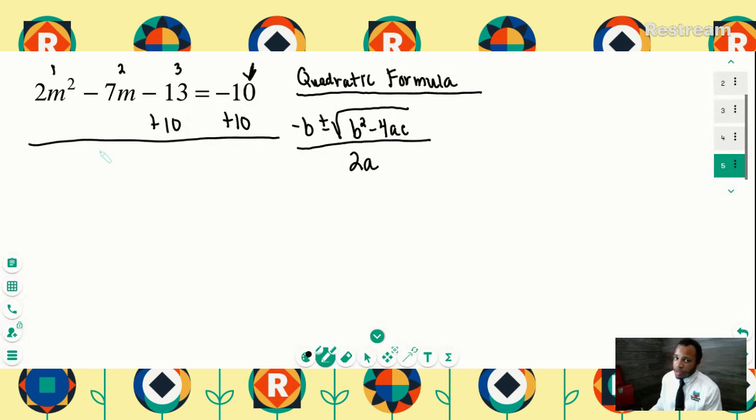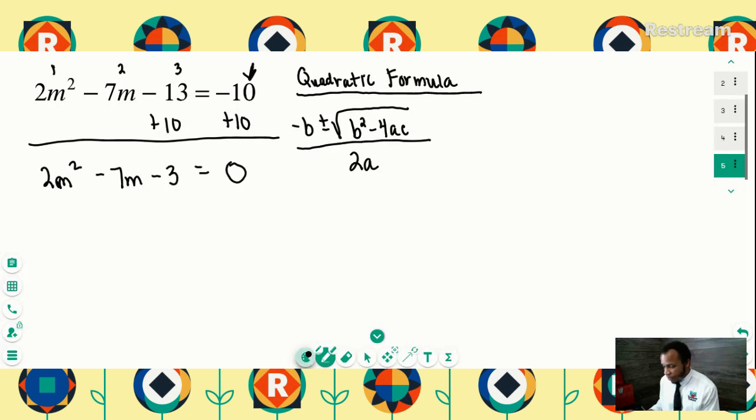The rest of our terms, we could just bring these down. So 2m squared, we have nothing to add with that. So we have 2m squared. We bring down also our negative 7m, but negative 13 plus 10 gives us negative 3. And on the right side, negative 10 plus 10 gives us 0. And now we have this quadratic in standard form.